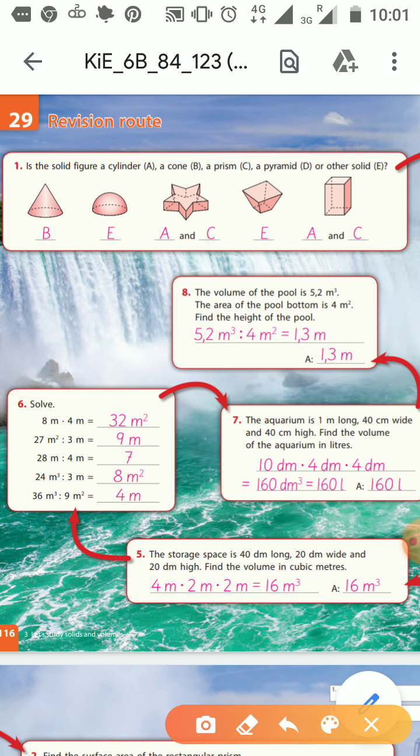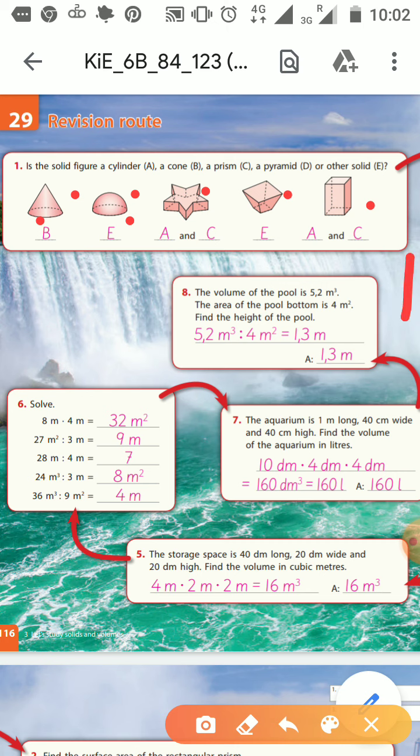So the first one, you just had to determine which of these shapes here were a cylinder, a cone, a prism, a pyramid, and a solid. So the answers are straightforward here. If you know that, B is a cone. Then we've got E, which is an other solid. This star is A and C. It can be a cylinder or it can be a prism. E is another solid, and the final one can be A and C.